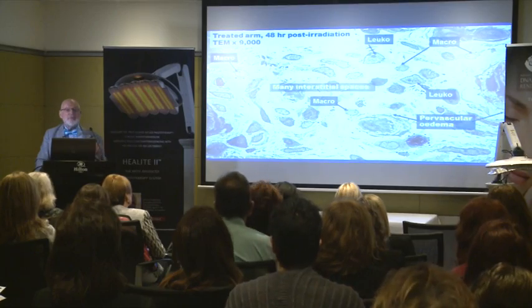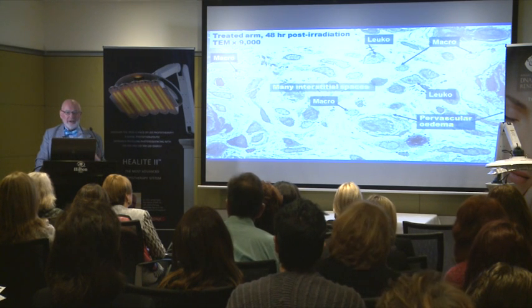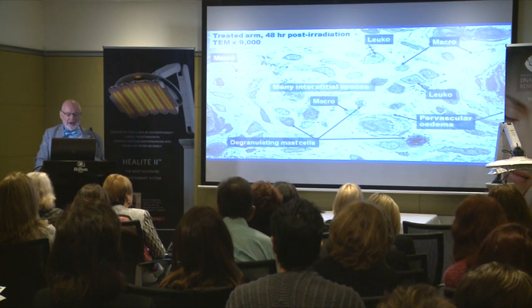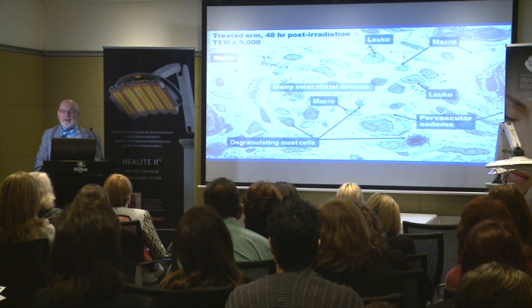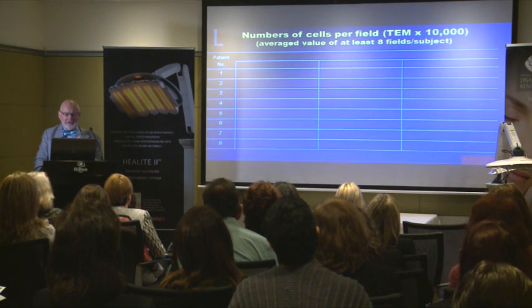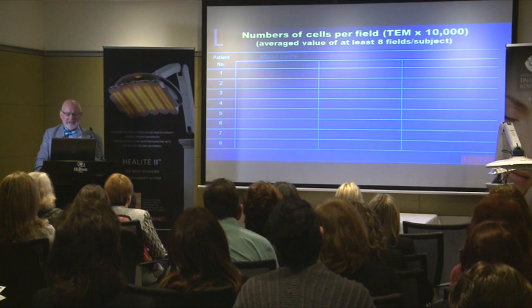And you see some macrophages, and you see some leukocytes, which is very unusual because this is healthy tissue. And leukocytes are only there to fight, but they've been brought in by the one single irradiation. And if we look at these mast cells, these degranulating mast cells, they're nearly all degranulated.